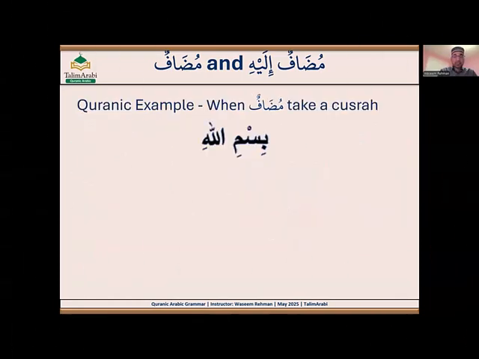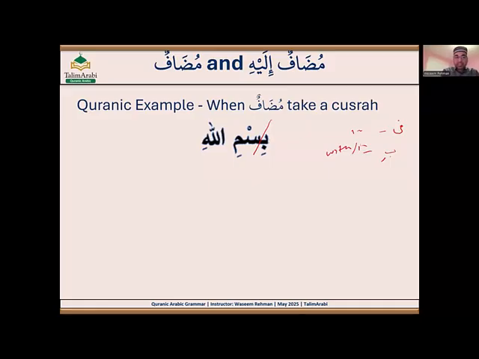Now let's see an example from Quran. Bismillahi. If you see, the B is also a harf jar, same as fi. We learned fi, which means mostly in. B is also a harf jar. It also means with, but sometimes it also means in, like in the name of Allah, or with the name of Allah. So here B is also a harf jar.